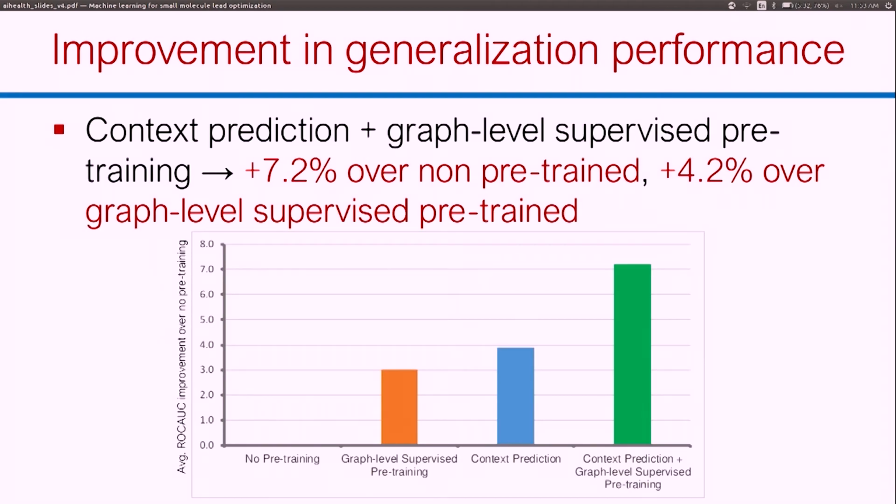And so we show that this approach improves generalization performance, right? You see the green bar on the right is when you combine a node-level context prediction with graph-level supervised pre-training. And this is the improvement in ROC AUC on average over no pre-training. So this results in a 7% improvement over no pre-training, and also a 4% improvement over the orange bar, which is just doing naive graph-level pre-training.